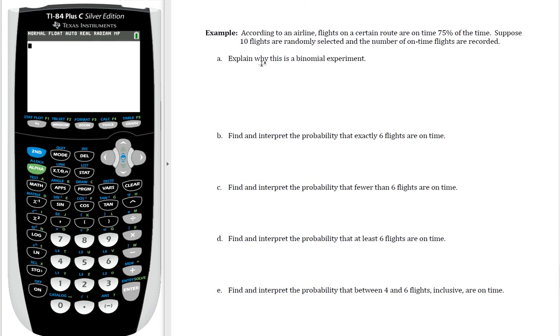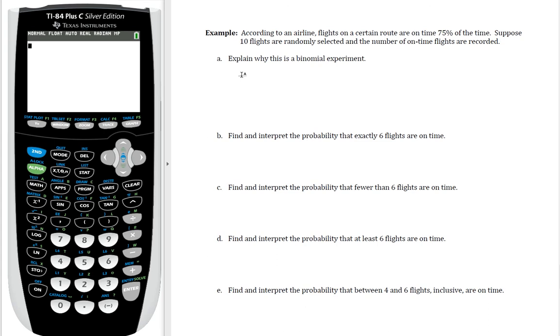So, let's start off here with the airline. According to an airline, flights on a certain route are on time 75% of the time. Suppose 10 flights are randomly selected, and the number of on-time flights is recorded. Our first thing to do is to explain why this is a binomial experiment.